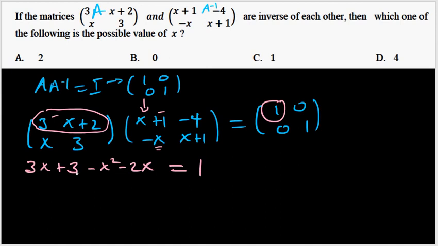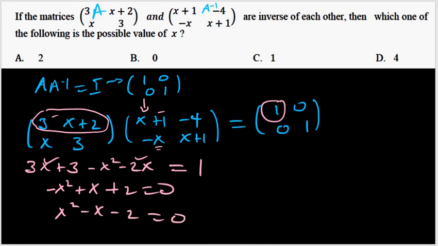Then when you reshuffle and rearrange, this equation will give us negative x squared plus x, because 3x minus 2x will be just x. Then this one will come and be subtracted, so it will be plus 2 is equal to 0. And then if I multiply each of them by negative 1, x squared minus x minus 2 is equal to 0.